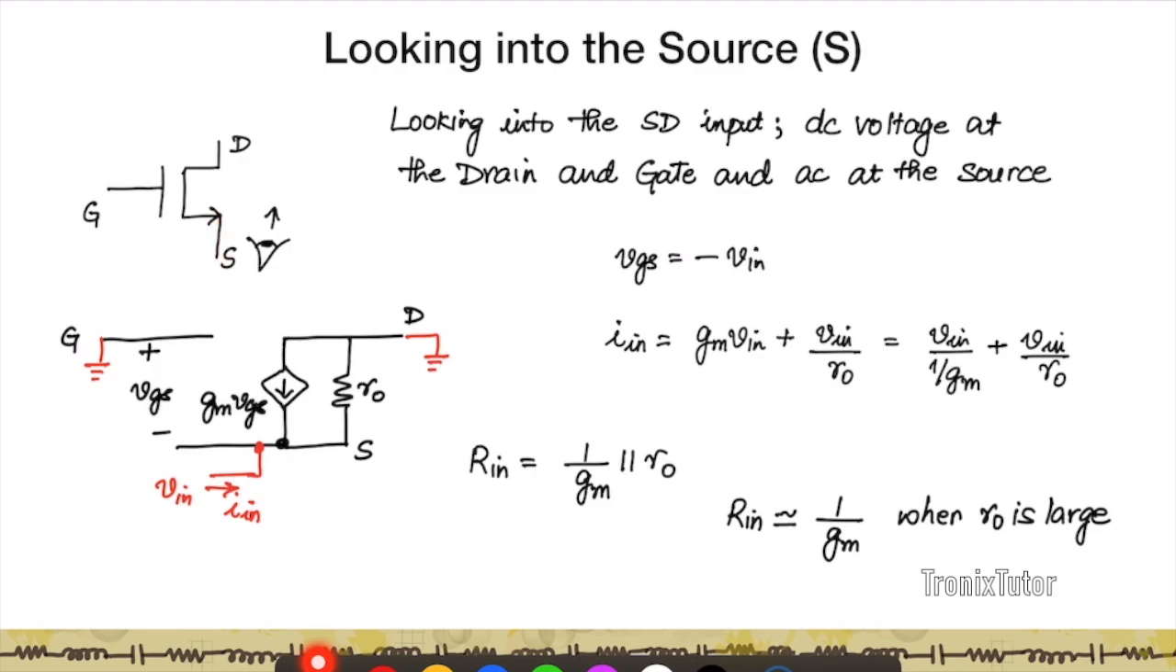So this is something you need to keep in mind, that when you're analyzing circuits in small signal, the drain and source are not interchangeable. The drain and source are interchangeable when you think about it at the large signal modeling of the transistor.